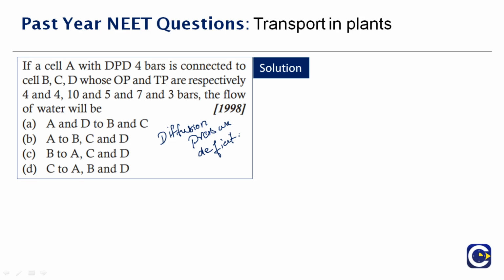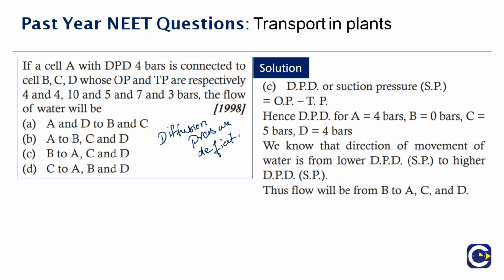Okay, so now we'll go into detail with the solution here. DPD, or the suction pressure, you can call it as SP. Hence DPD for A is equal to 4 bars, B is equal to 0 bars, C is equal to 5 bars, and D is equal to 4 bars. As we are asked in the question, I have abbreviated here to your right side.